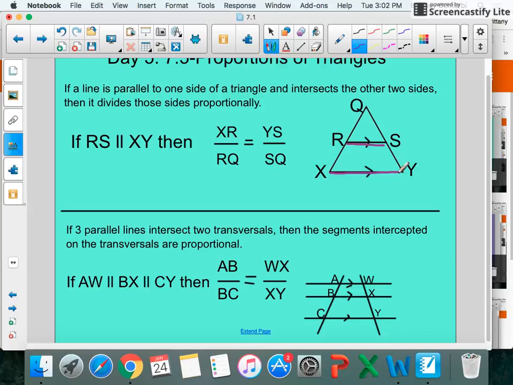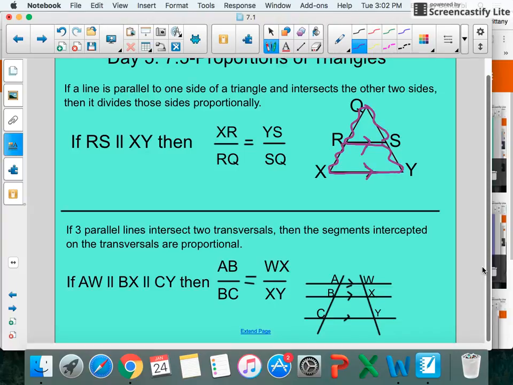So if they are parallel, if they're not, you have to do the normal way to solve them. But if they are, your proportions are a little bit different. You're going to have XR go to QR, and then YS goes to QS. And you're going to see an example of what that looks like. It's a little bit different, but again, the only difference is that we have these arrows which tell us that they're parallel. So that means that we'll use these proportions.